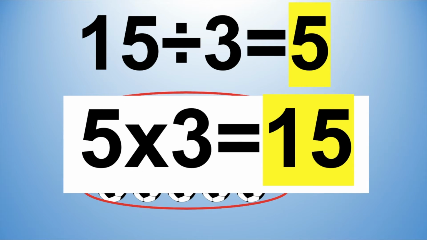So 5 times 3 is 15. Yeah, I can do that because I'm going to skip count. 5, 10, 15. That's correct.